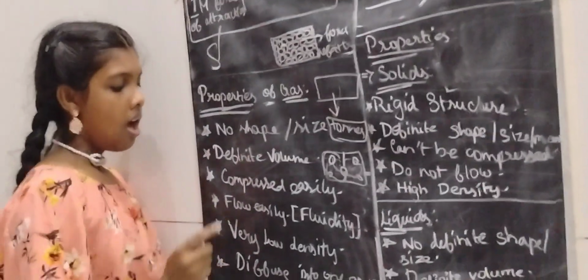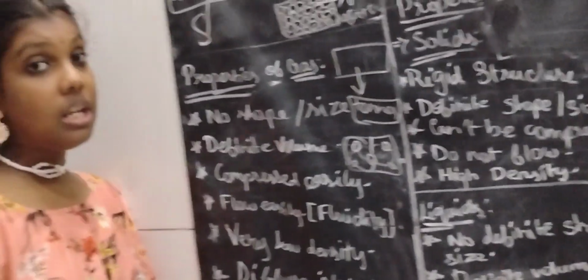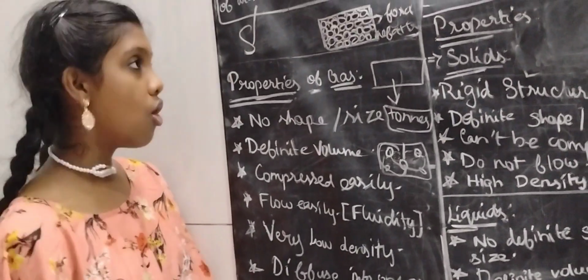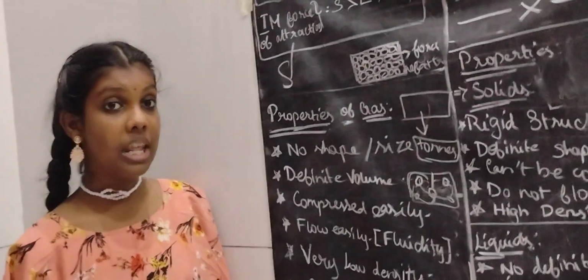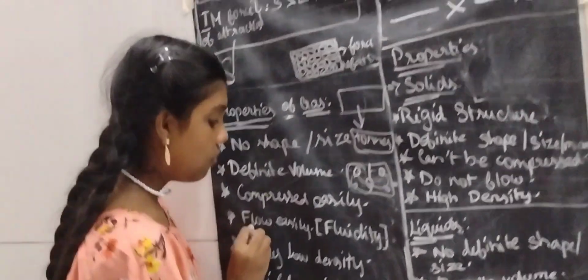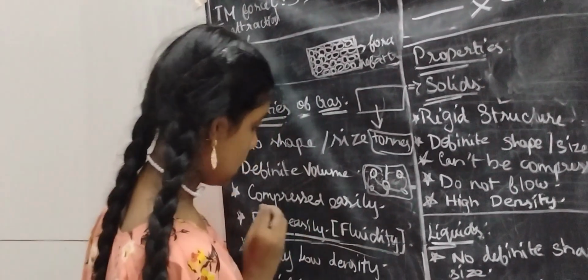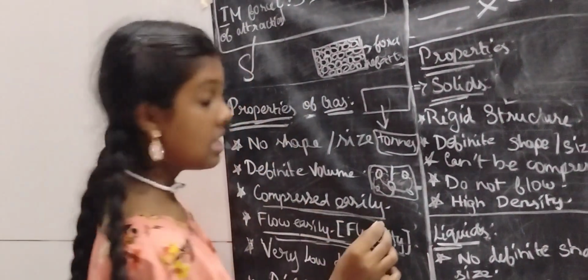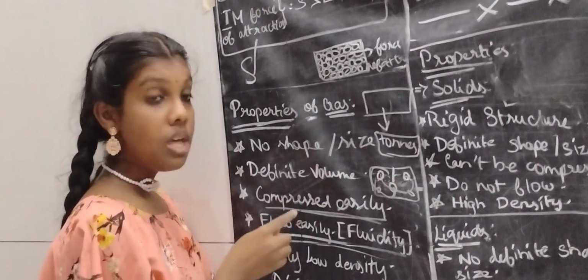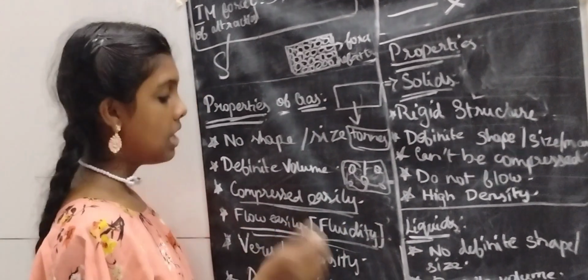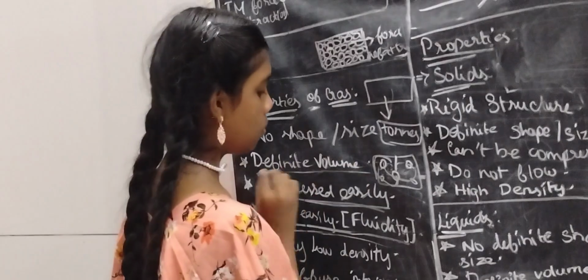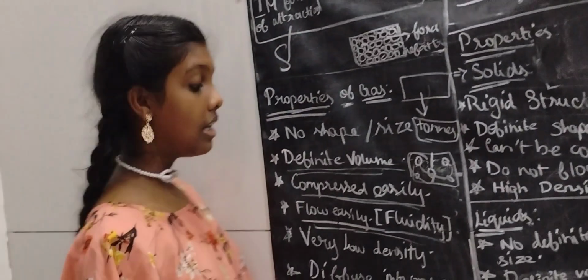Next, flow easily, fluidity. We already saw this property in liquids. The same properties seen in liquids are flow easily, fluidity, and compressed easily, but gases are compressed more easily than liquids. Next, they have definite volume. This also we saw in liquids.